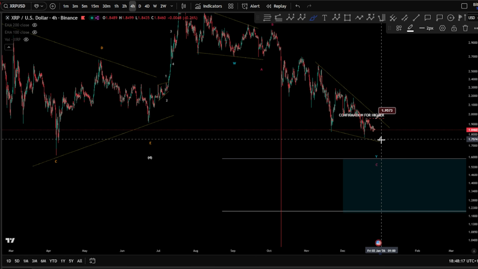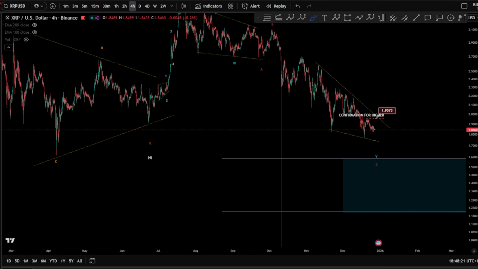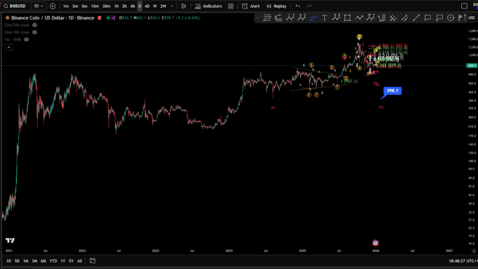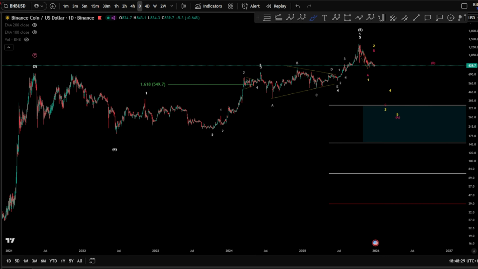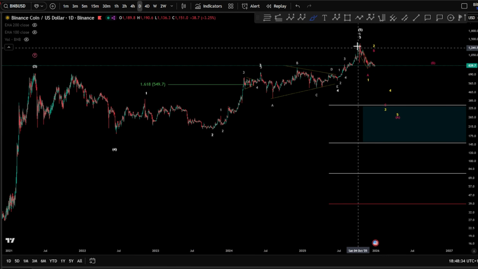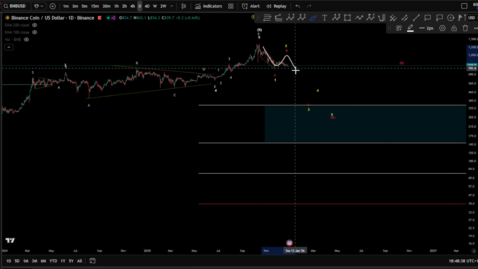I'm expecting, after this low, to see something pushing higher as a recovery for XRP as well. If we move to BNB here, on the daily we have first our impulse as a 1, 2, 3, 4, and a 5 finished, and we start to see the reaction toward the downside as a potential A, B, and a C.